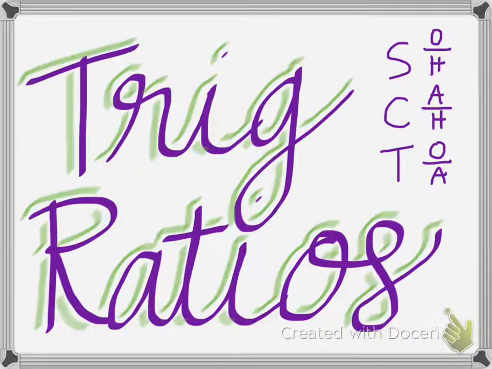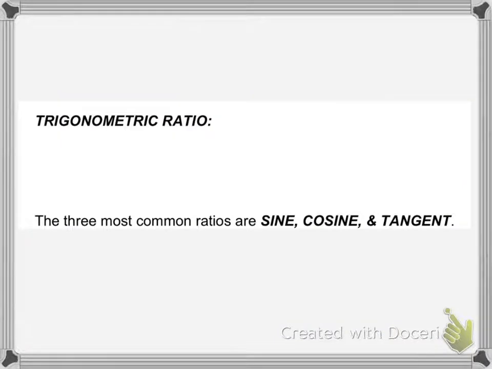Hi students, today we will learn our last lesson in our right triangles unit. We will talk about trigonometric ratios, which are commonly referred to as just trig ratios. So trig ratios can be used to find missing side lengths or missing angle measures in right triangles.